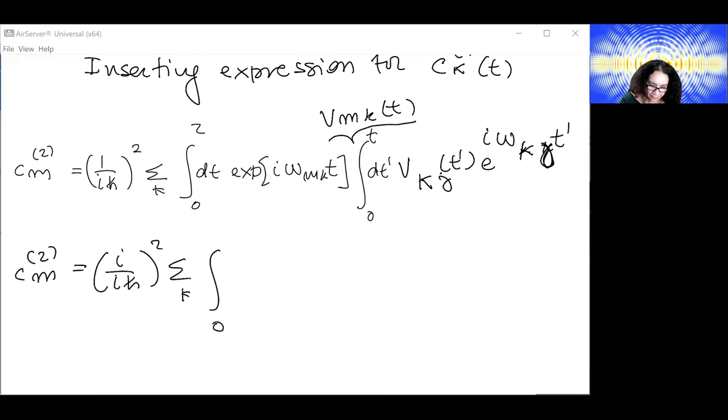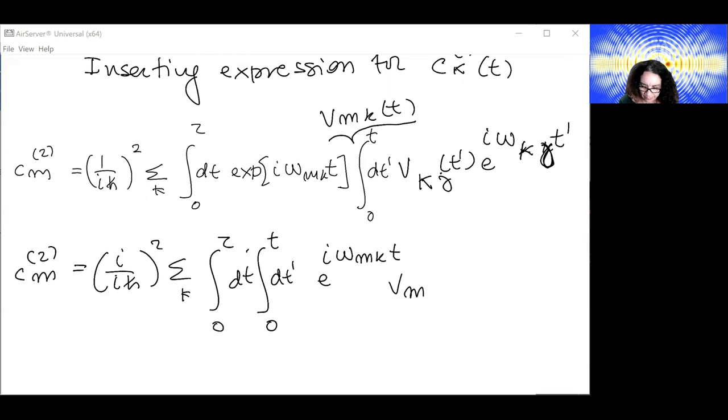And I have dt, integral 0 to t dt dash, and then I'm just writing it in a nicer way so that we can have a look. e i omega mk t, VMK t, VKJ t dash, e i omega KJ t dash. Why am I writing like this?